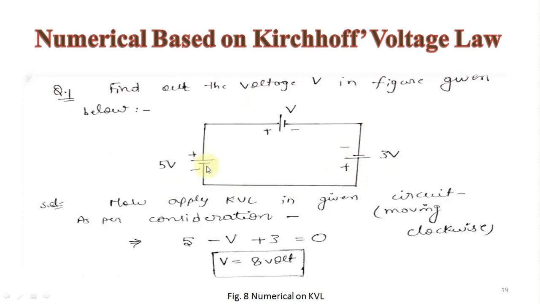So according to this, as current flows from negative side to positive side, the sign convention is positive, we may write plus 5, and as current flows from positive side to negative side, there is falling potential, we may write minus V, and on this side of the battery the current flows from negative side to positive side, so there is plus 3, that is equal to 0. By solving this we get the value of voltage, 8 volt.